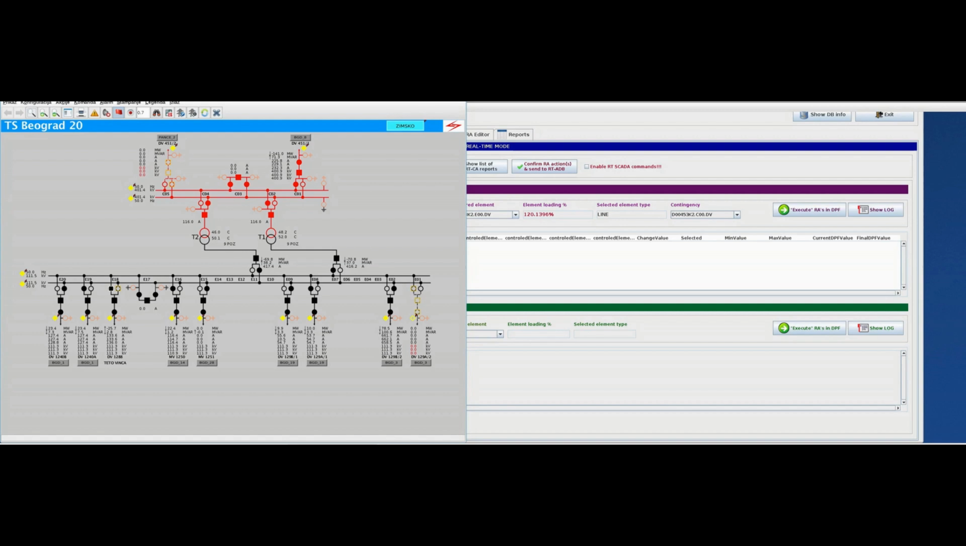As shown on the pictures, this is a real-time SCADA image, and the dispatchers are checking the current load on the line, which is 662 amperes.